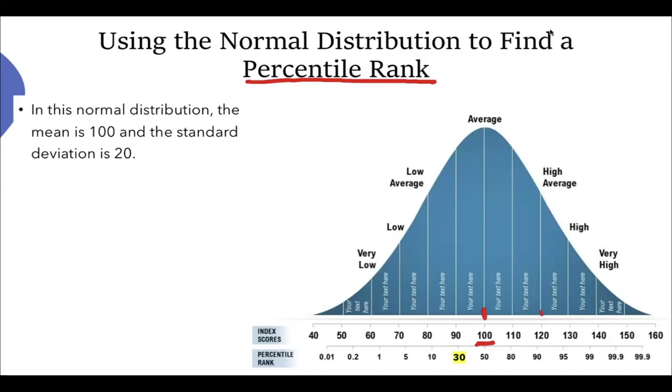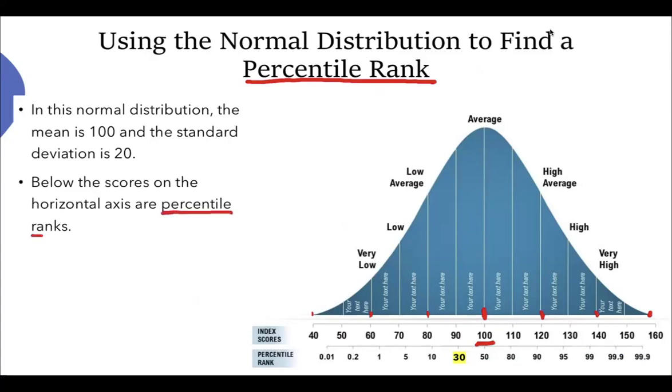And you can see this is one standard deviation above the mean, two standard deviations above the mean, three standard deviations above the mean, and on the left, one standard deviation below the mean, two standard deviations below the mean, and three standard deviations below the mean. Below the horizontal axis, you're going to see percentile ranks. So right in the center, where you see the mean, below that mean of 100, you see a percentile rank of 50.